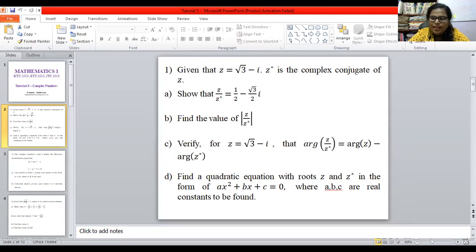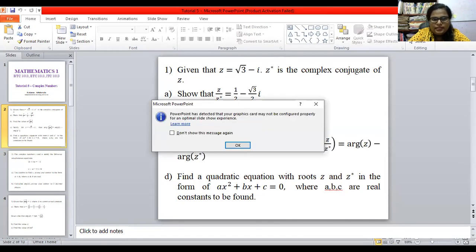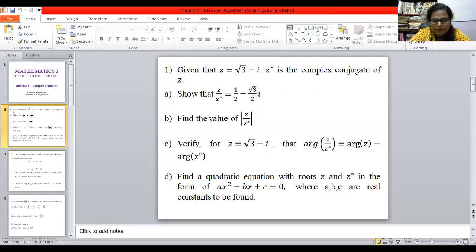Actually, they are very interesting lessons, I think, complex numbers are. So let me start the first question here. You can say this one, complex. The first question given is that Z equals square root 3 minus i, right?